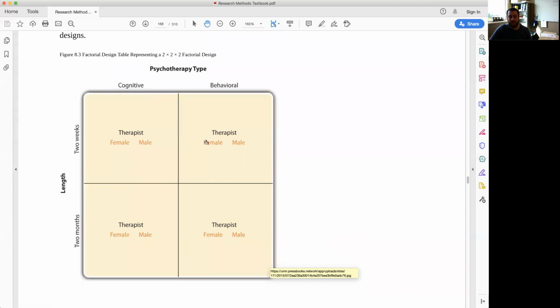So this would be showing you the 2 by 2 by 2, right? So length here, psychotherapy type there, and then therapists in each one that you would select: male, female, male, or sorry, female down here, and then male here.